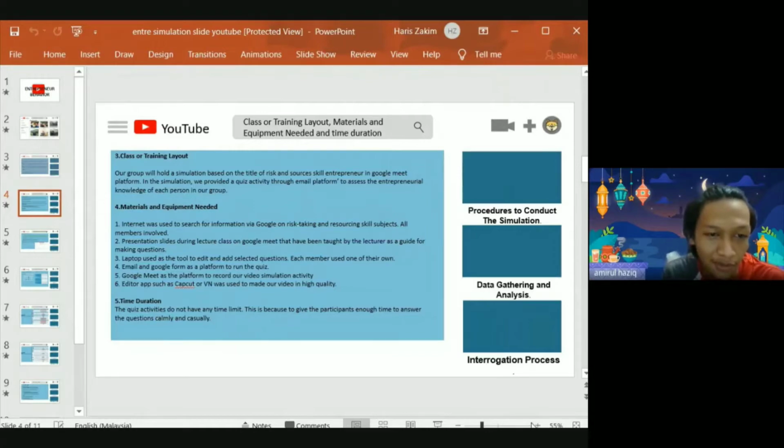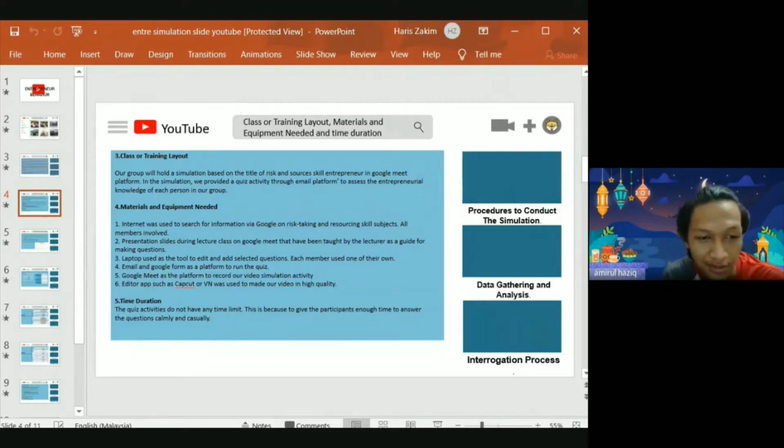Email and Google Form as the platform to run the quiz. Google Meet as the platform to record our video simulation activity. Editor apps such as CapCut or VN were used to make our videos in high quality.